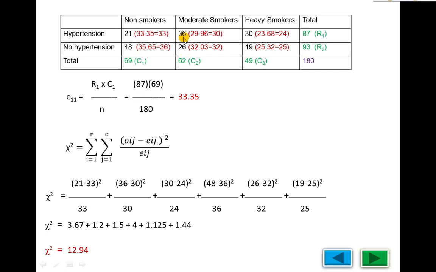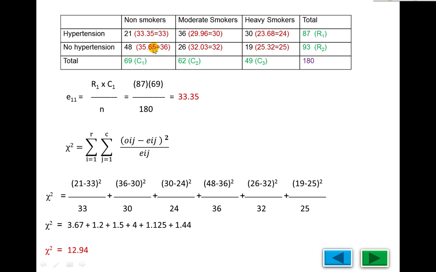Same for E12, first row, second column. Multiply the total of the first row and the total of this column, 62, divided by the grand total, and you will obtain 29.96, approximately equal to 30. Same for this expected frequency: multiply the total of this column and the total of this row, divided by 180, and you will obtain this expected frequency. Same for this column, and calculate all expected frequencies of the corresponding cells.